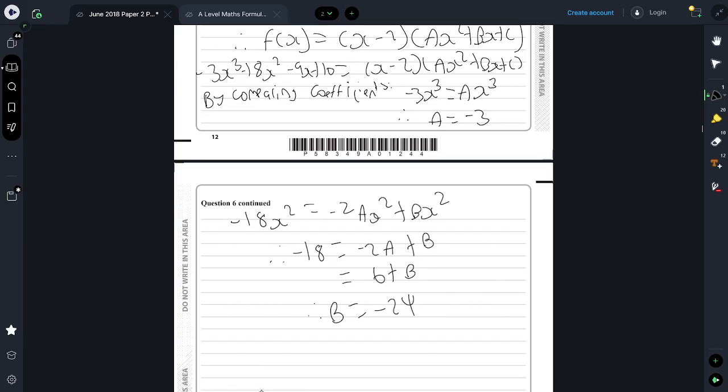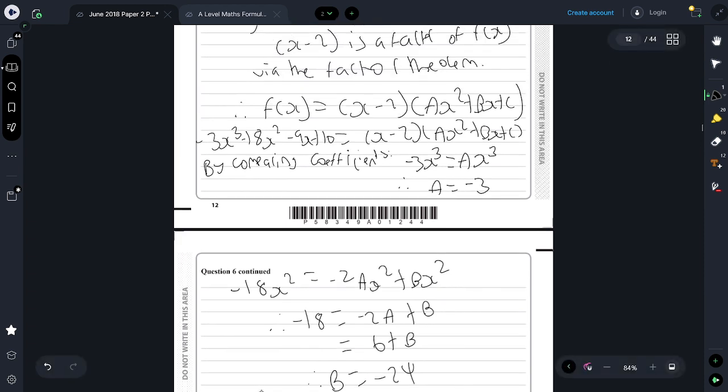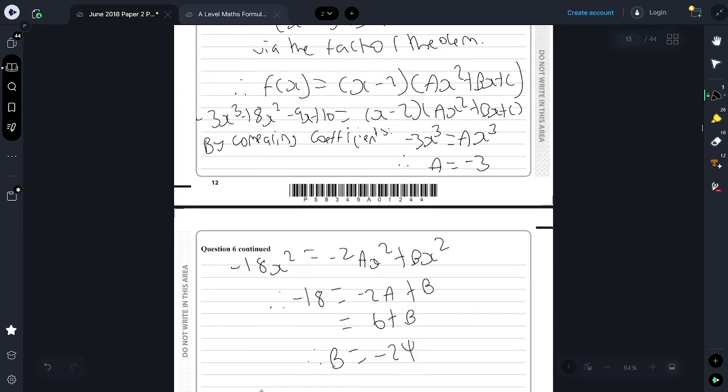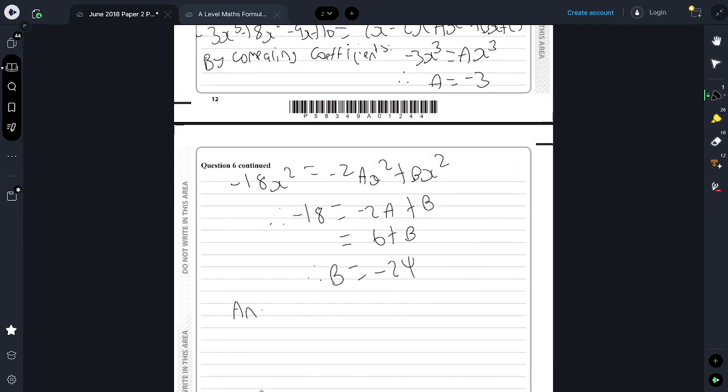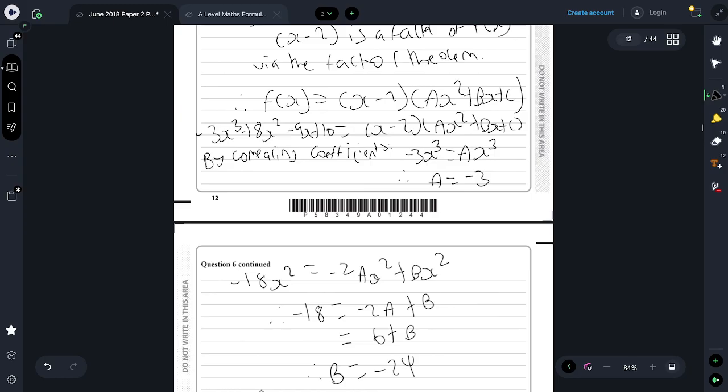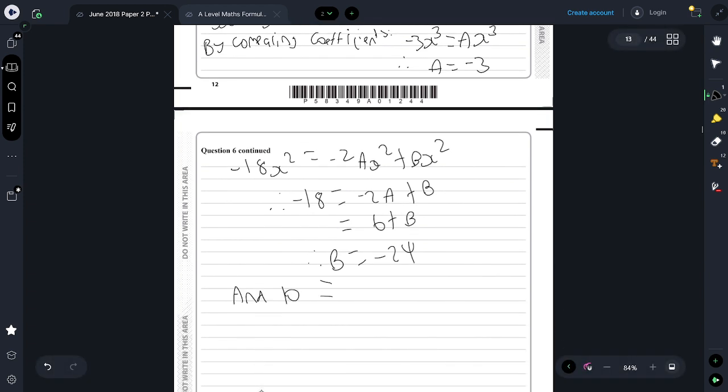Now, there's one more term you need to compare. There's only one more missing value. You could compare x, but I think the best thing is to compare the constant at the end. Again, there's only one way to get the constant 10, and that's by timesing the constants here. Minus 2 times c, so that's minus 2c, not timesing by any x's. That means c has to be minus 5, if you divide by minus 2.